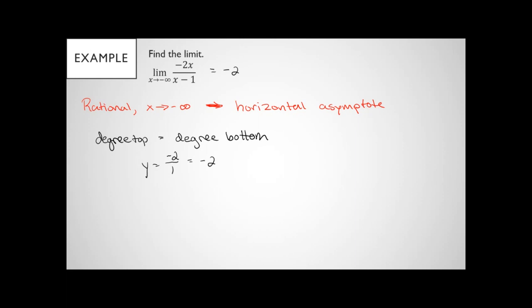And so that's telling us that our limit here is negative 2, because it's saying what is the limit as x is going to negative infinity. That's always the horizontal asymptote for a rational function.